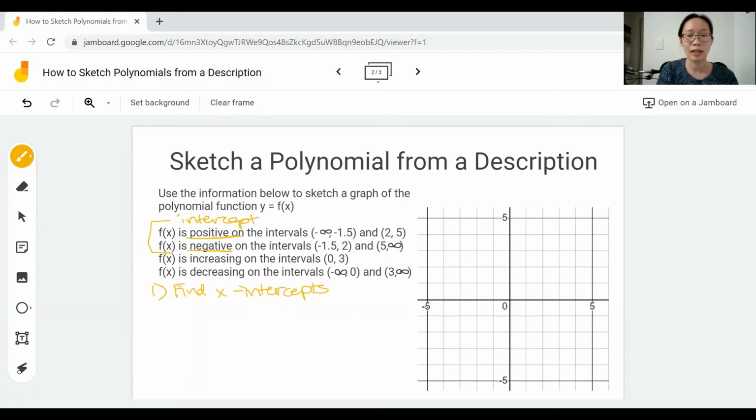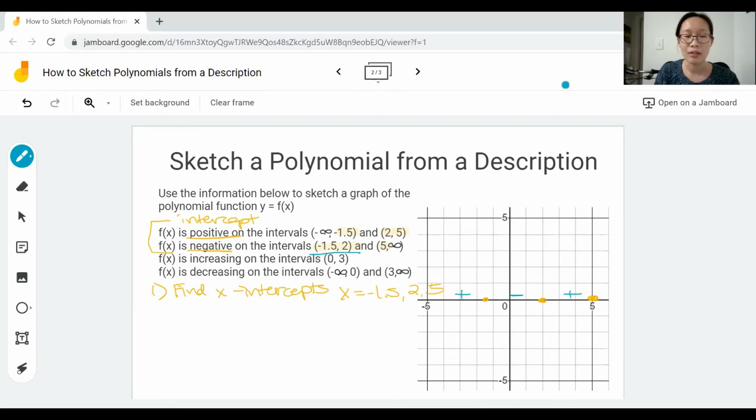So I'm going to highlight all my numbers here, negative 1.5, 2, and 5. I'm going to write them all down and then I'm going to plot them on the graph as well. Then I want to remind myself where the graph is positive and negative by going back through the information. So from negative infinity to negative 1.5, my graph is positive. And it's also positive between 2 and 5, so I'm going to draw plus marks right there. And then it's negative between negative 1.5 and 2. So I'm going to draw negative here.